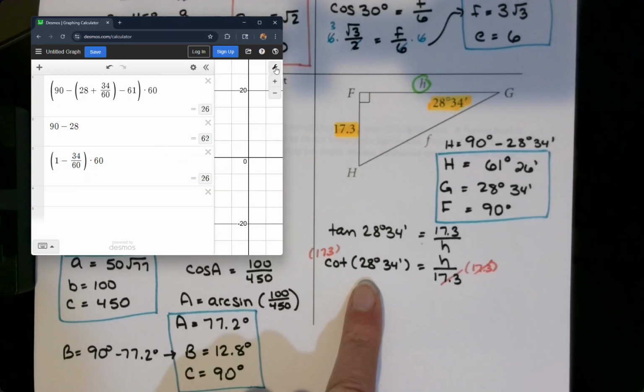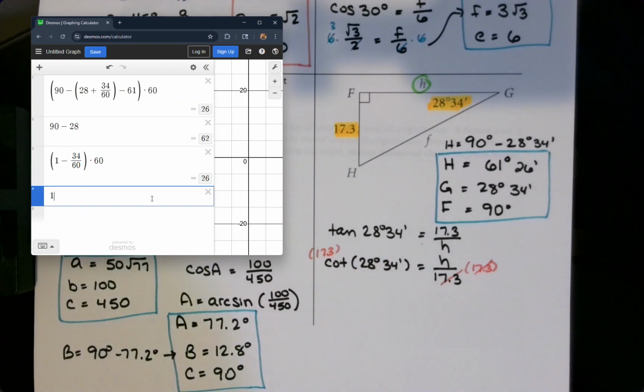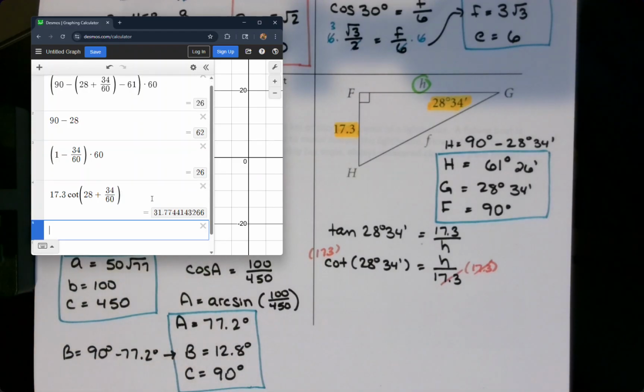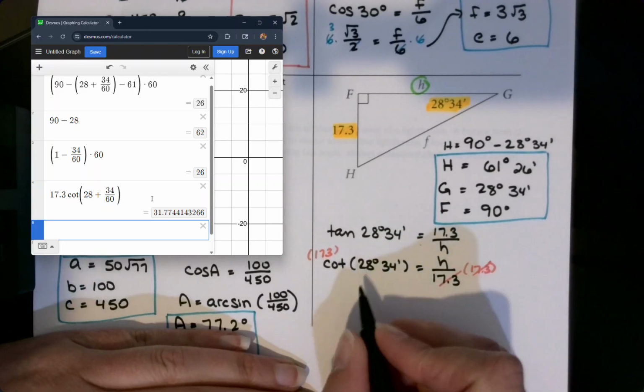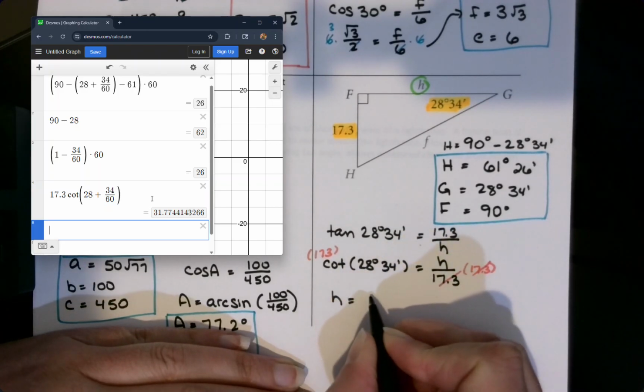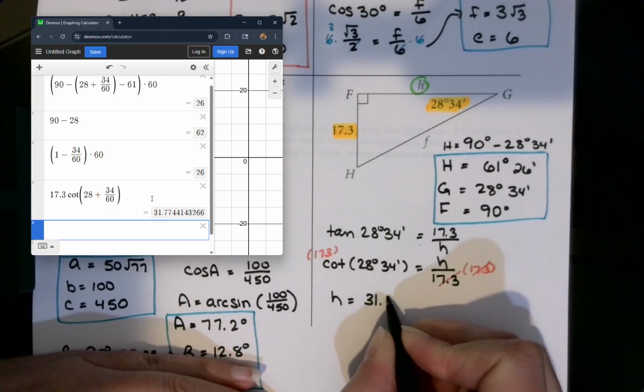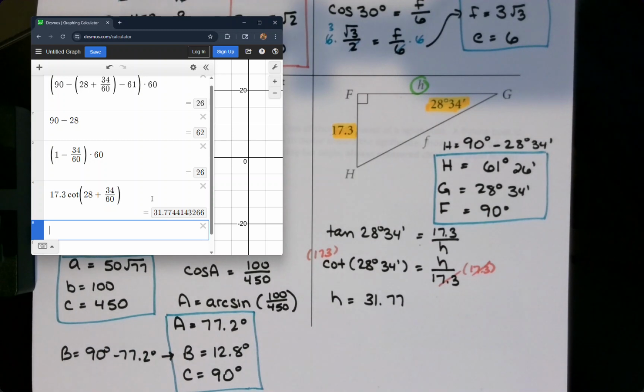Now, I don't know the cotangent of 28 degrees, 34 minutes, so we're going to do this all in the calculator. Let me make sure I'm in degrees. Yep, in degrees. And we'll take our 17.3 times the cotangent of, and right there inside, I'm going to do the 28 degrees plus the 34 sixtieths, so plus the 34 minutes right there inside my cotangent function. So that entire thing for H is equal to about 31.77.